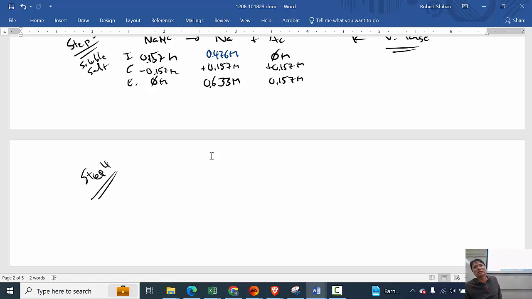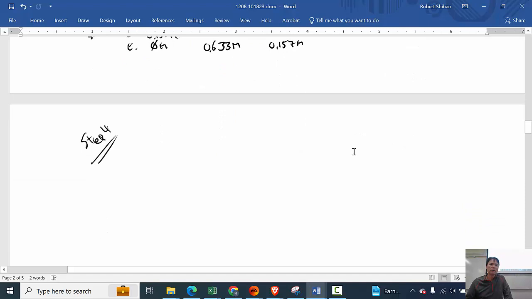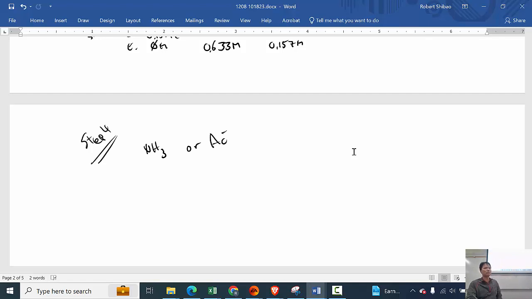Step four, this is a base solution. It's a mixture of bases. So what's going to be the next biggest hydroxide contributor to this? Well, we don't have any amide left over, but we do have ammonia. We have ammonia and acetate. And so step four is going to be either ammonia is the strongest base or acetate is the strongest base. So which one should I do? I should do the one with the larger K.